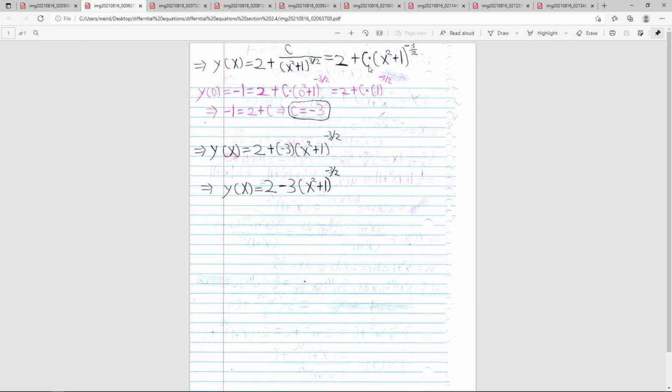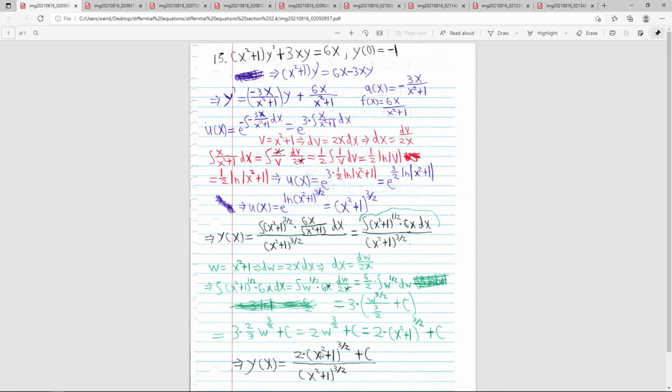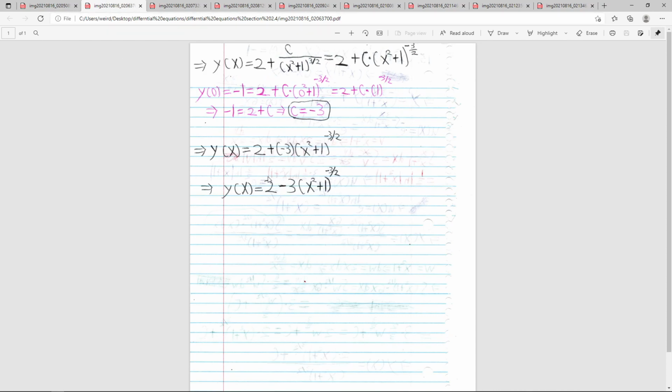And we can further simplify this, so it's 2 plus c times x squared plus 1 to the negative 3/2 power, because we had the same thing here. So with this a little bit more simplified form, we do y of 0 equals negative 1, which is equal to 2 plus c times, substituting 0 in for t everywhere makes things simpler. This becomes 2 plus c times 1 to the negative 3/2 power, which 1 raised to any power will be 1.